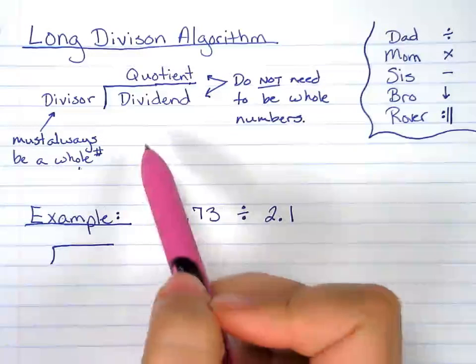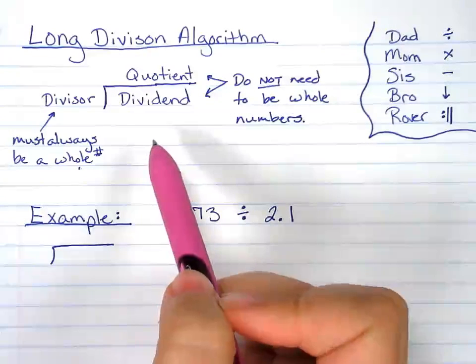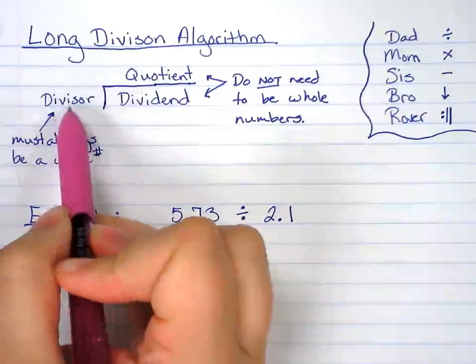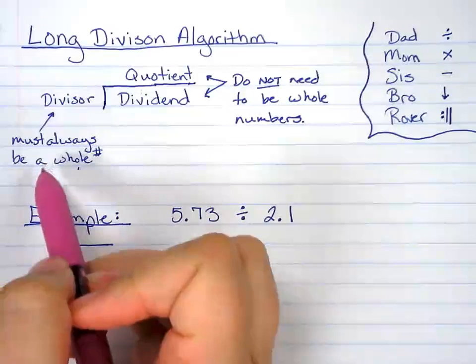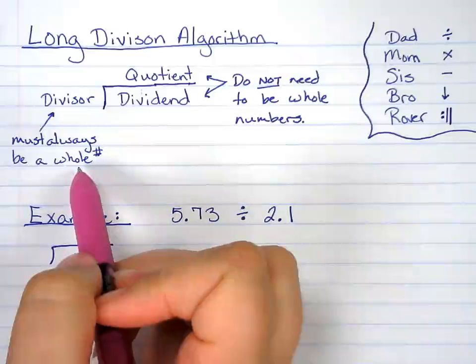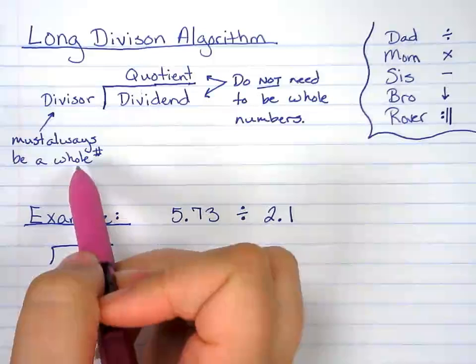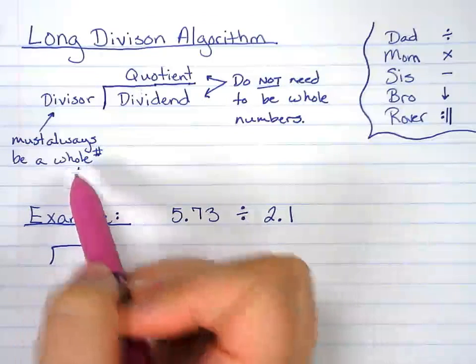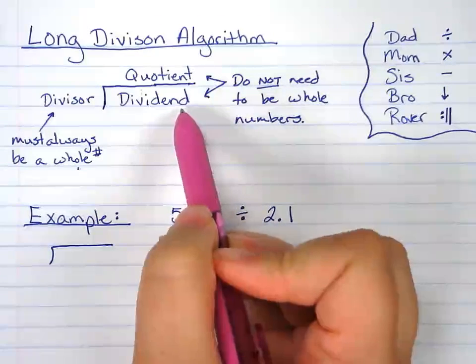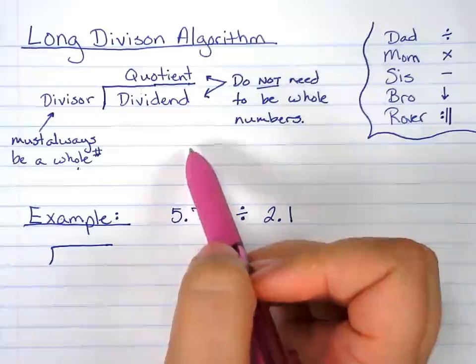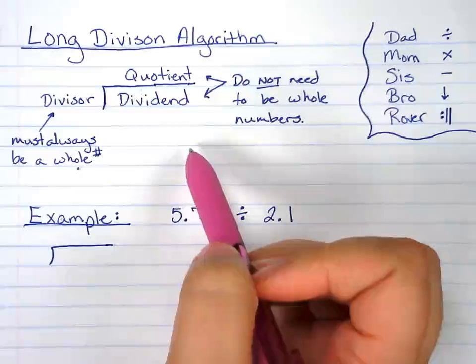Now, when we're doing long division, we're going to be moving into decimals as well this year. And we have to understand that this number on the outside, our divisor, must always be a whole number. Now, it may not always start as a whole number, but we need to make it a whole number before we get dividing. Our other two numbers, our dividend and our quotient, do not need to be whole numbers. They can stay decimals, and that's perfectly fine.